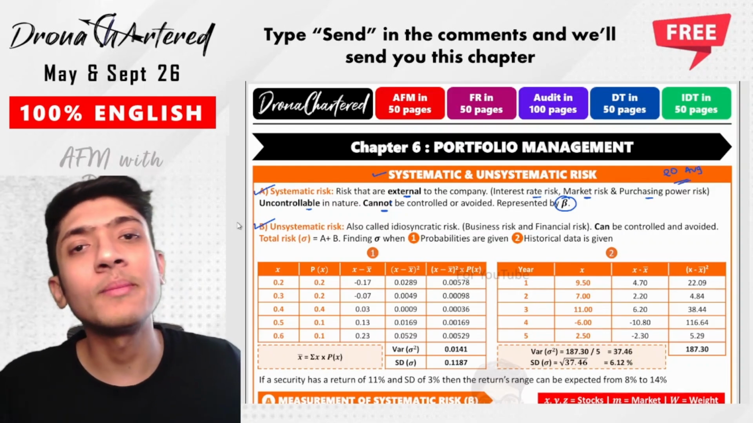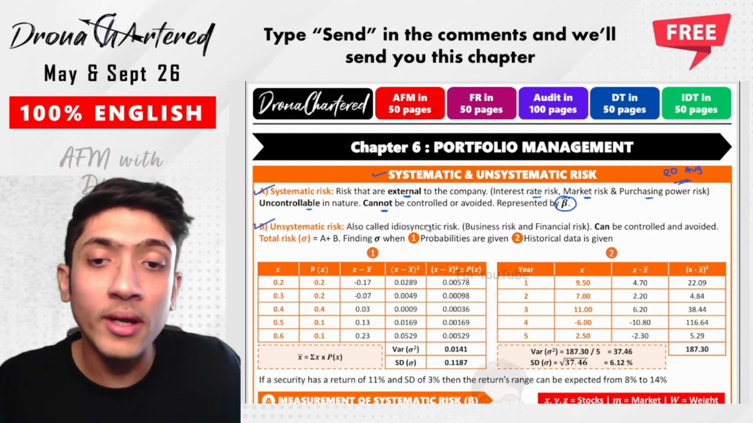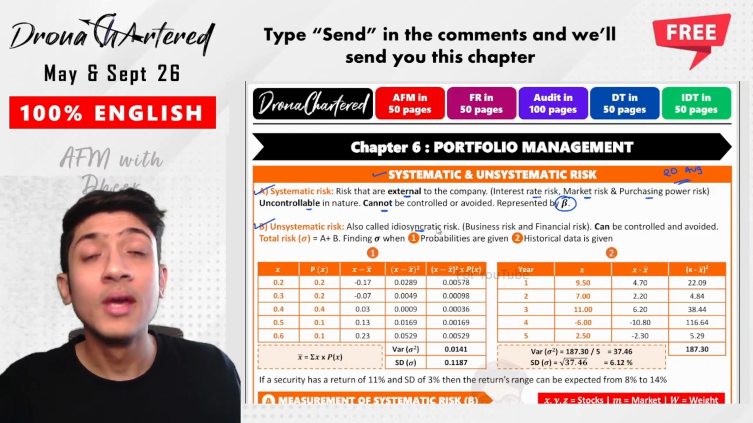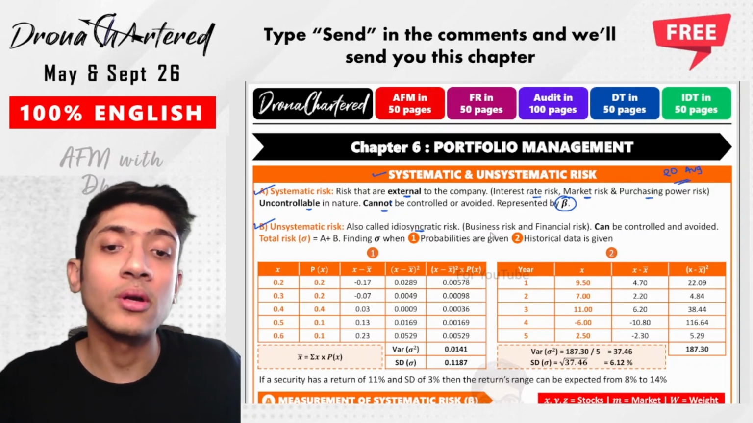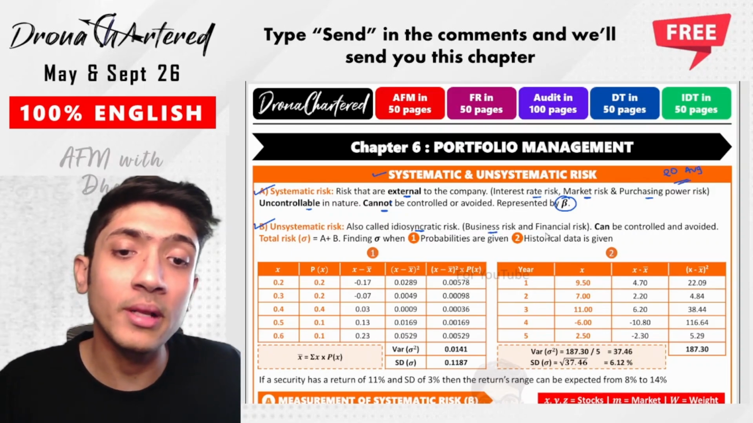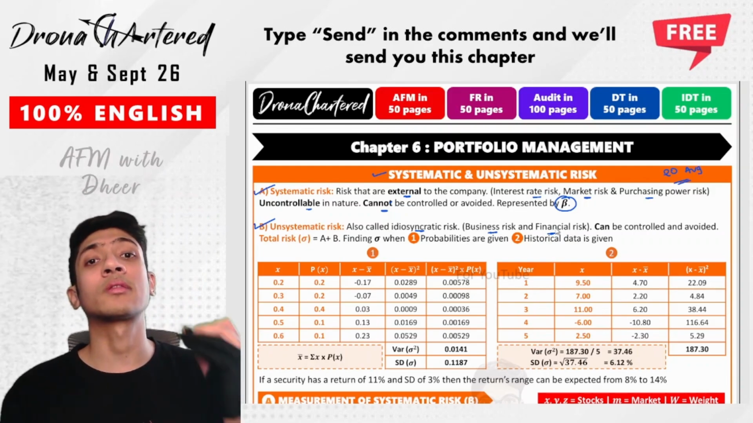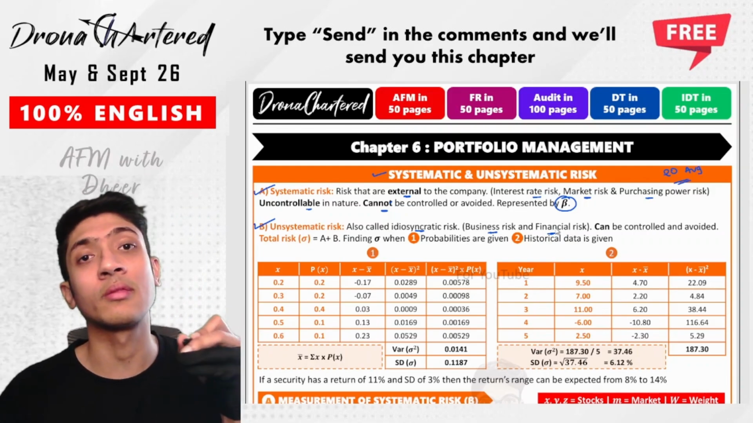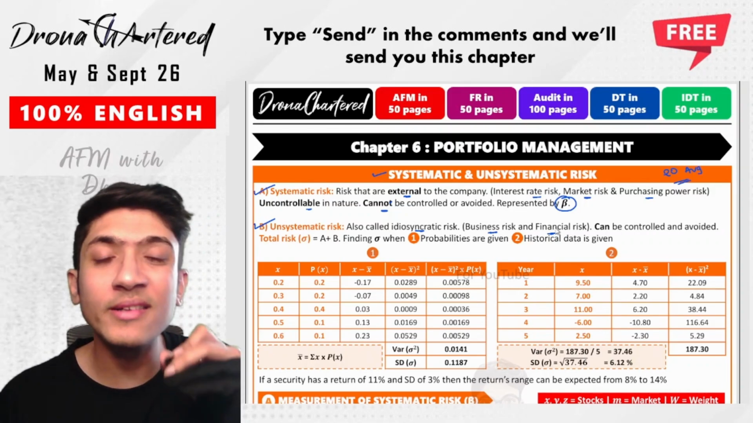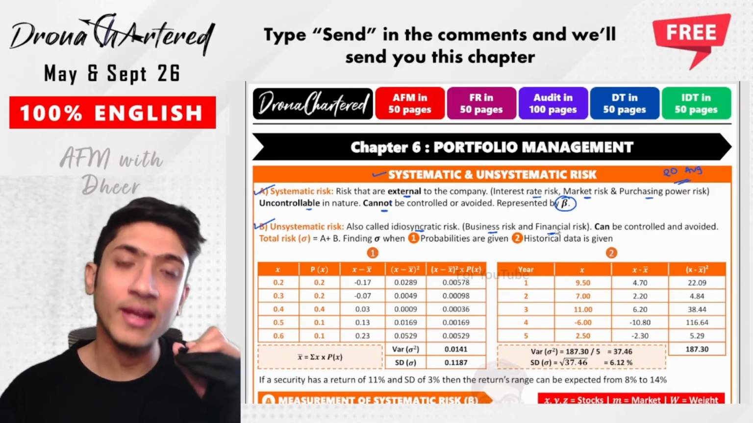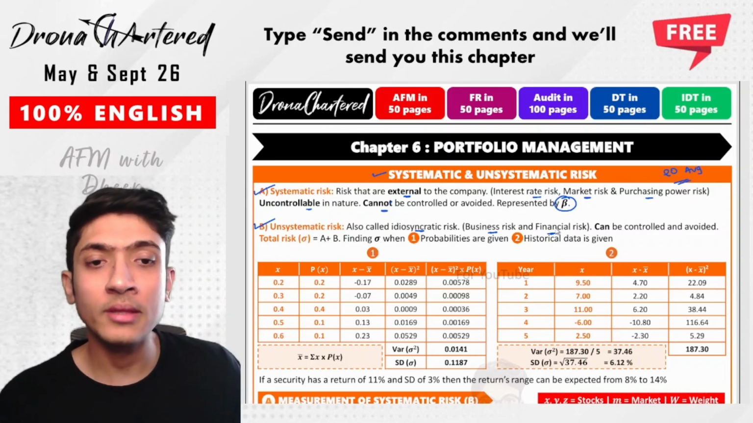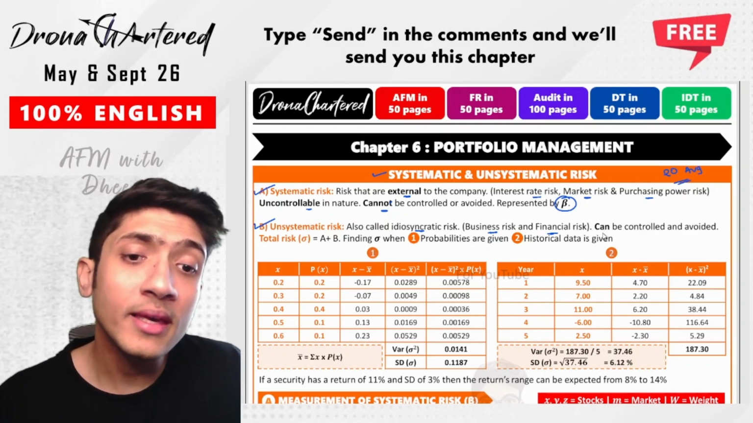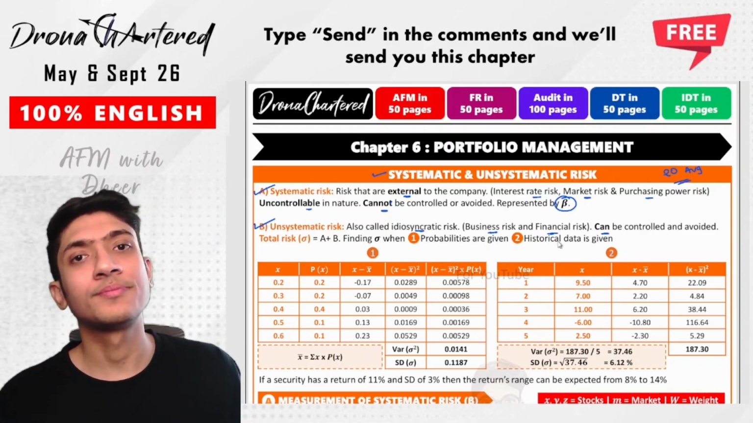Next is unsystematic risk. This risk is also called idiosyncratic risk. It is called idiosyncratic risk because examples are business risk and financial risk. These are risks inherent in your business or due to the capital structure, the financial structure, of your business. That is unsystematic risk. This can be controlled and avoided.